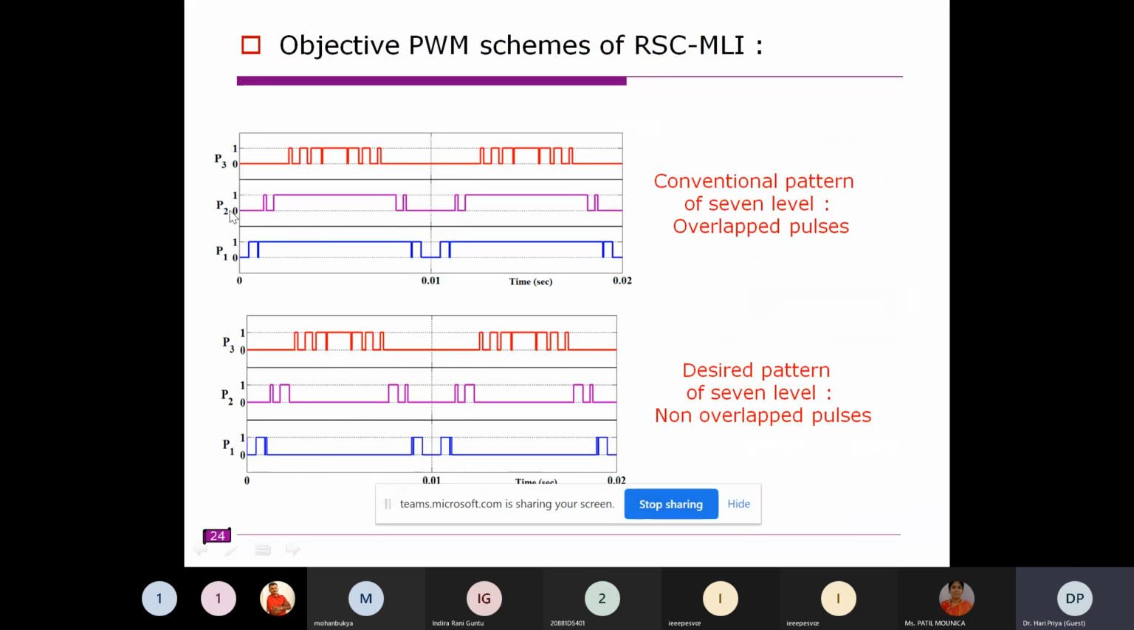Is the slide changed? Yes. Objective: PWM schemes of RSC MLI. Is that what you can see on the slide? Yes, ma'am.